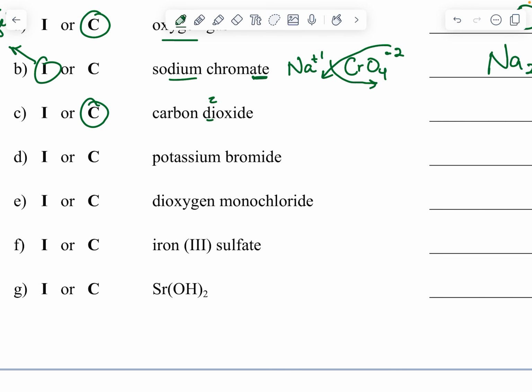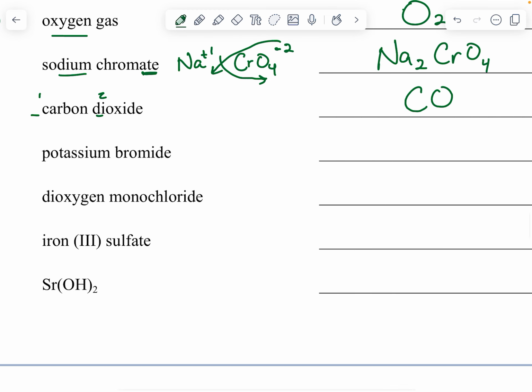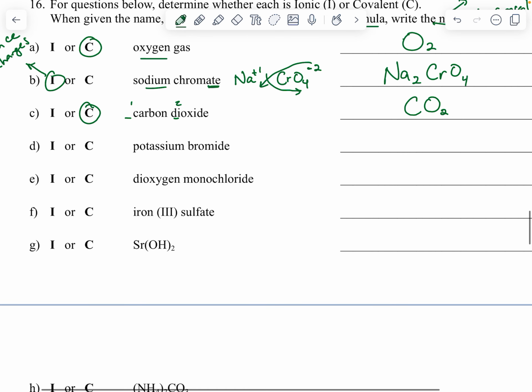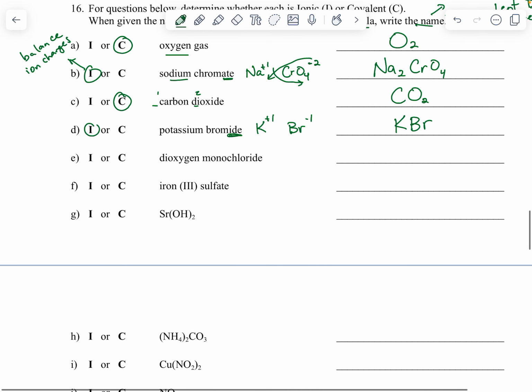Di means 2, and since there's no prefix in front of the carbon, that's just going to be 1. So we have carbon and 2 oxygen together. Potassium's a metal. Ionic bromide, this is going to be a bromine ion. I know it's bromine and not bromate or bromite as a group because the ending IDE tells me that. So it's bromine by itself. And look at that, 1 and 1. Love it. All right, just putting them together.